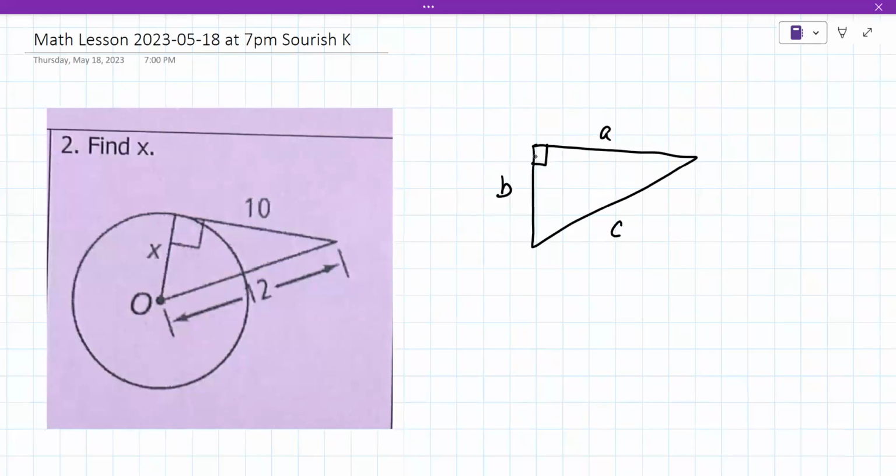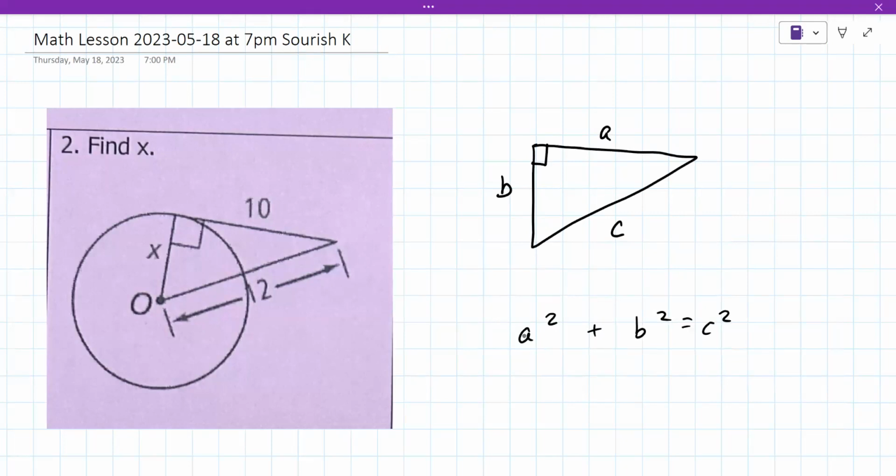I'm going to label the triangle A, B, and C. What's the relationship between the three sides in the triangle? Yes. What's the relationship between the three sides in a triangle? They have three sides. A squared plus B squared equals C squared. Yes.